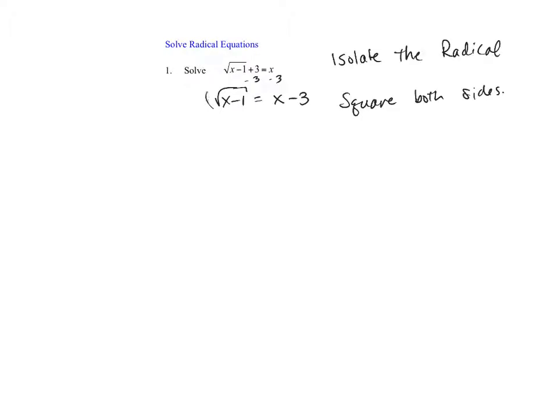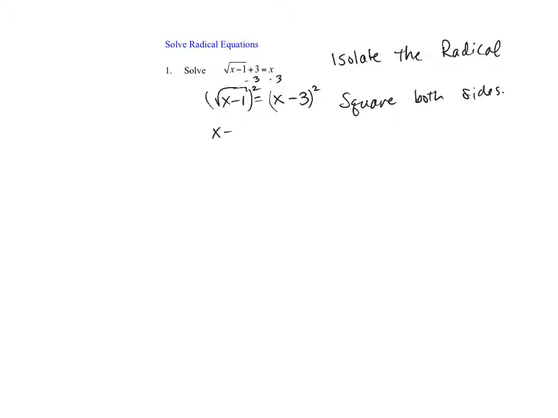All right, let's look at solving radical equations and equations with rational exponents. When you have a radical equation, what you need to do first is isolate the radical. So I'll subtract 3 from both sides and get the square root of x minus 1 is equal to x minus 3. Great. And now to undo the square rooting, you can square both sides of the equation.